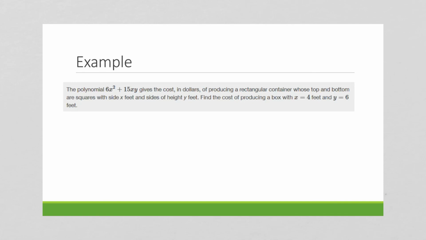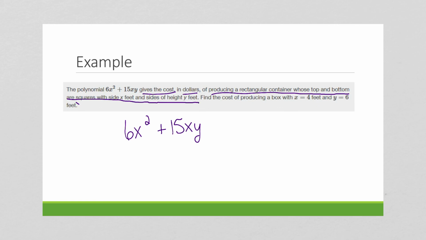All right, last problem. So it says the polynomial 6x squared plus 15xy gives the cost in dollars of producing a rectangular container whose top and bottom are squares with the sides of x feet and the height of y feet. Find the cost of producing a box with x equals 4 and y equals 6. So we're just going to put in 4 for x.